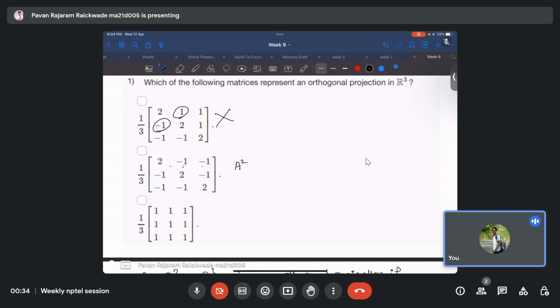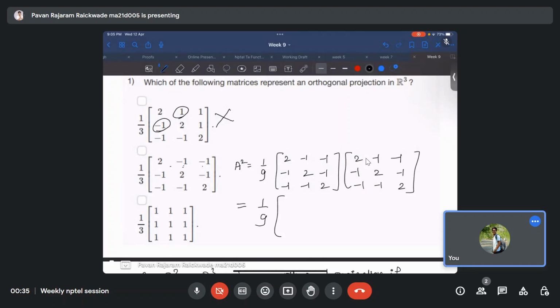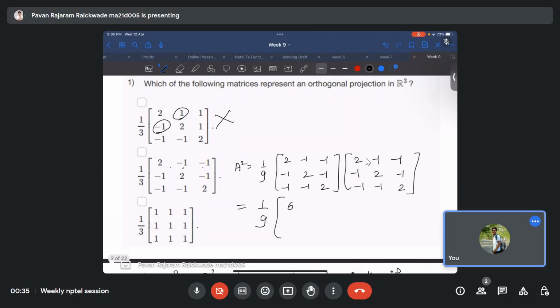Let's just compute A squared, which is 1 by 9 times this matrix, 2 minus 1 minus 1, minus 1 2 minus 1, minus 1 minus 1 2, times itself. This is just calculation. The first column: 4 plus 1 plus 1 is 6. Then minus 2 plus 2, 0, plus 1, minus 3. Then minus 2 minus 2 minus 4 and then plus 1, that's minus 3.